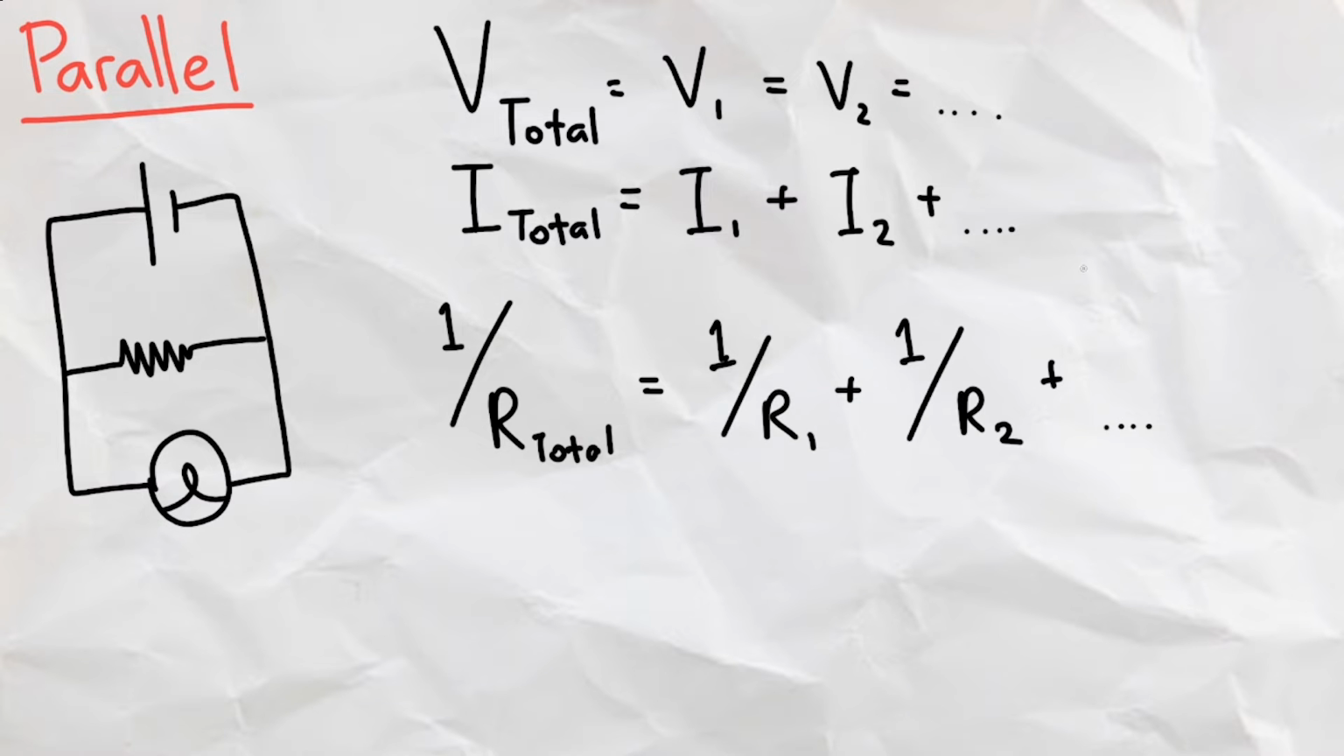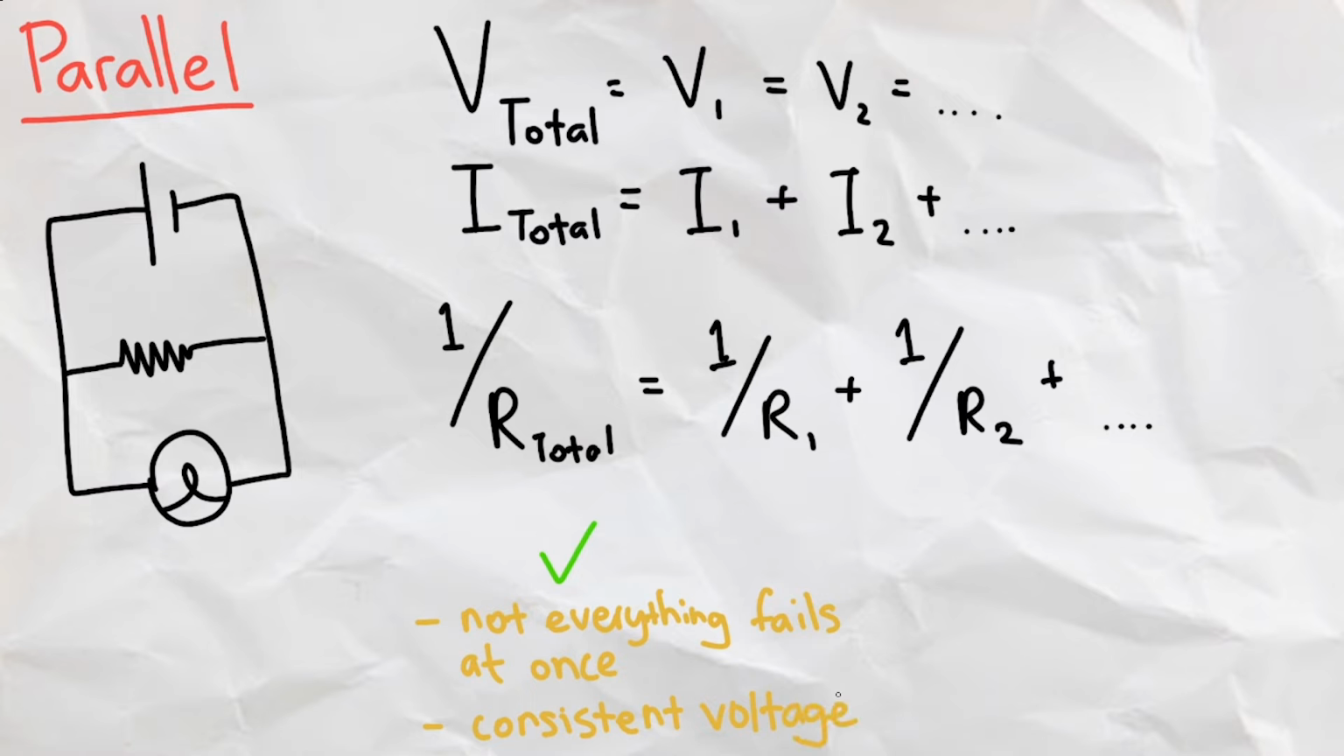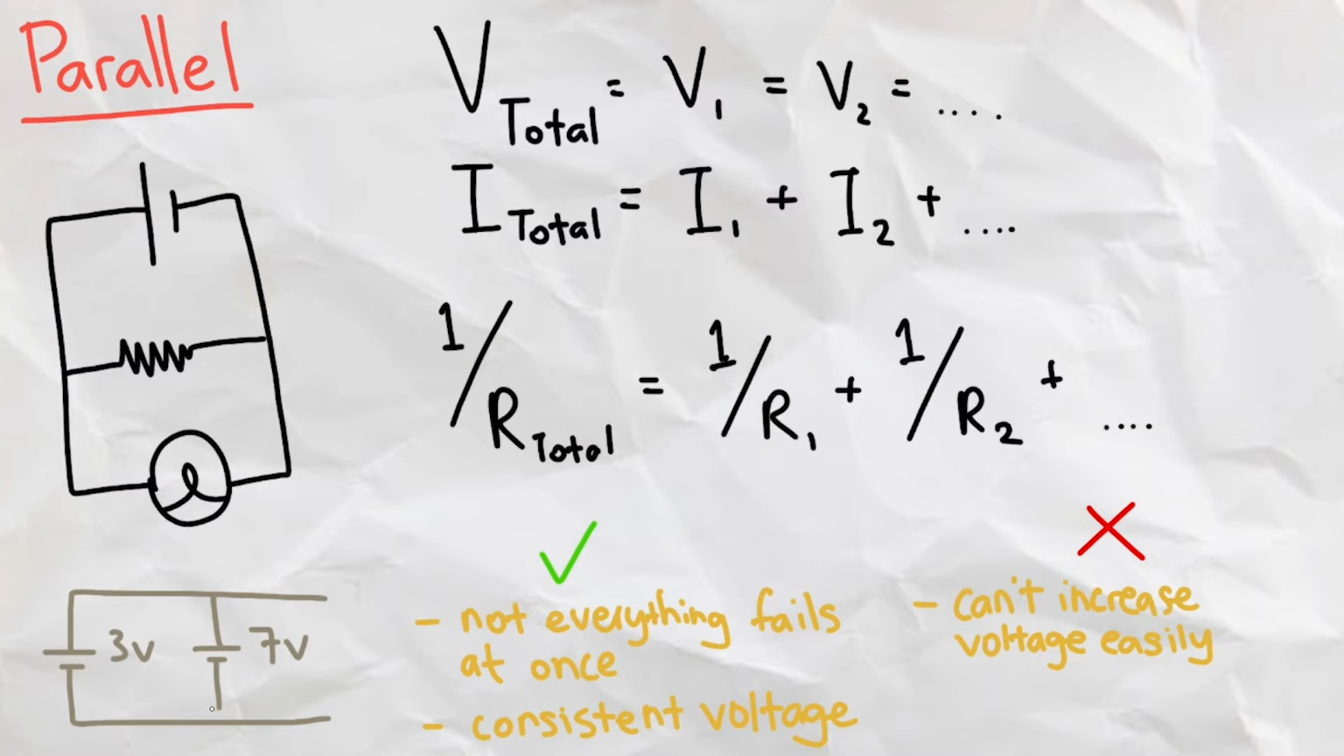The nice thing about parallel circuits is that if one component fails, then the entire circuit can still function, and that the voltage will be fixed throughout the entire circuit. However, this also means that if you add more batteries, only the current is increased but not the voltage. If you have different voltages of batteries in parallel, the total voltage will just fall somewhere in the middle.